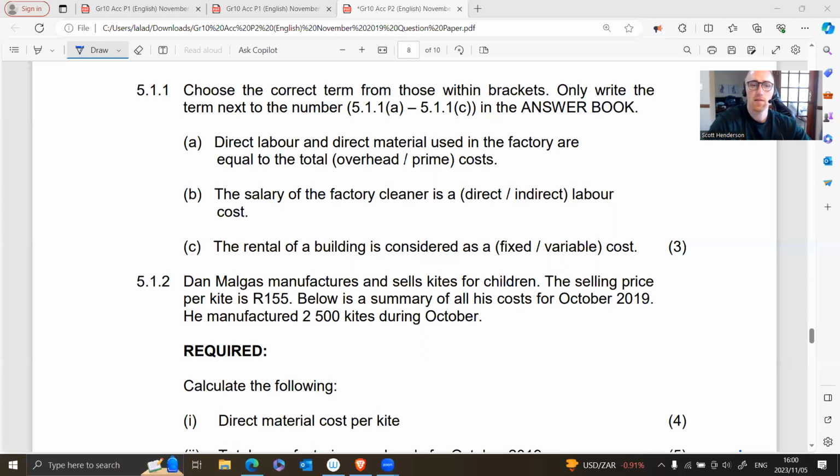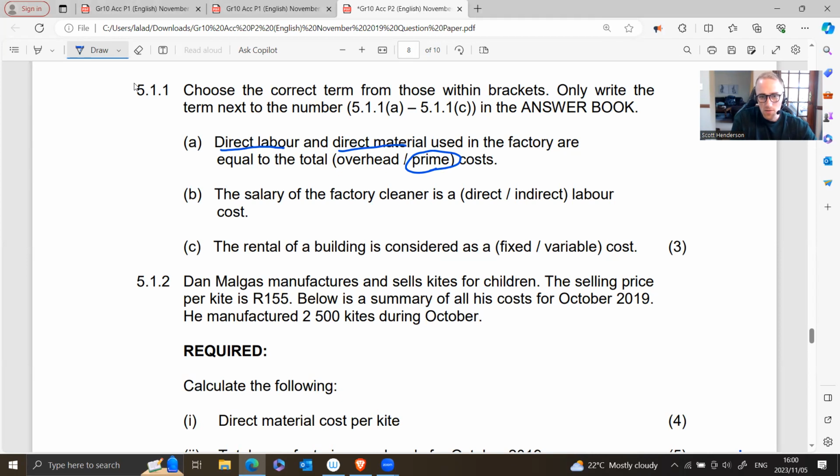Okay. So we're going to start right at the top here. It says choose the correct term from those within the brackets. Only write the next term next to the number. So direct labor and direct material used in the factory are equal to the total overhead costs or total prime costs. Direct labor and direct material are your prime costs. Overhead costs are all the other costs.